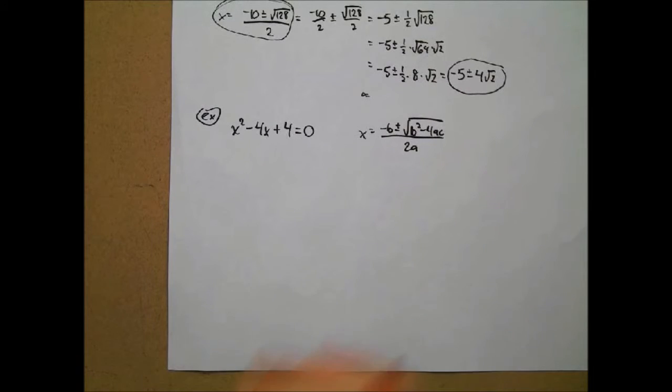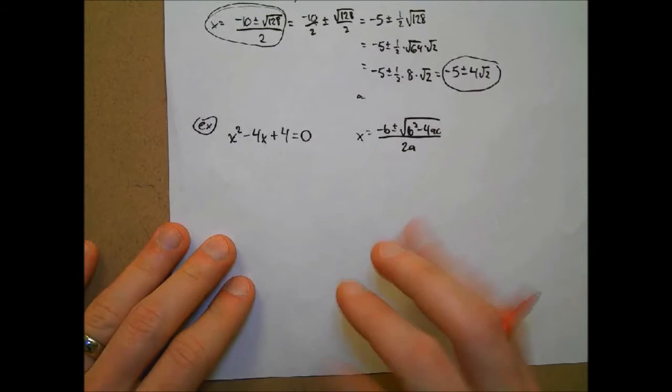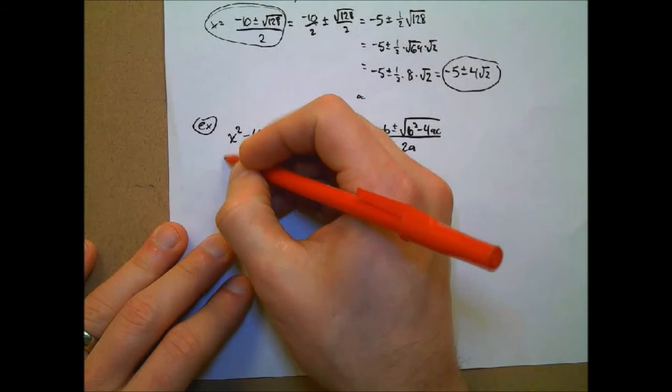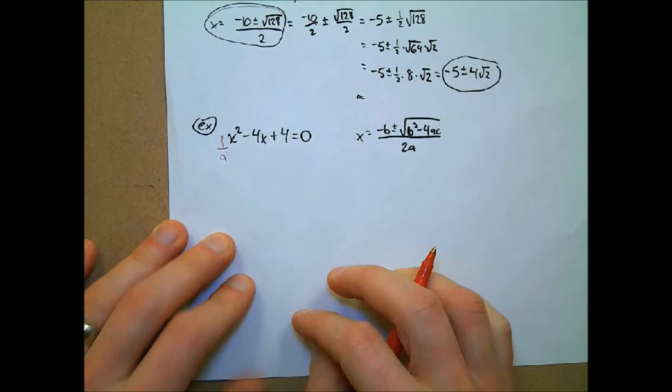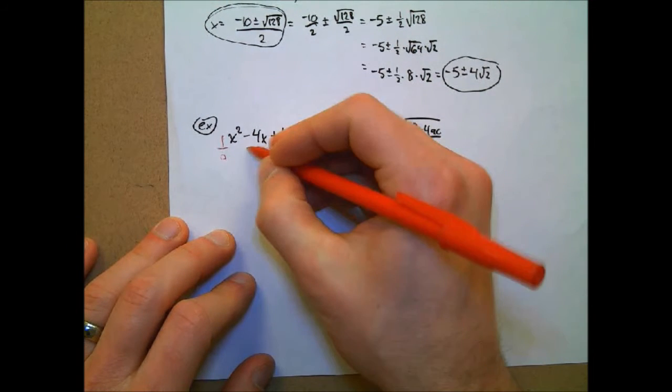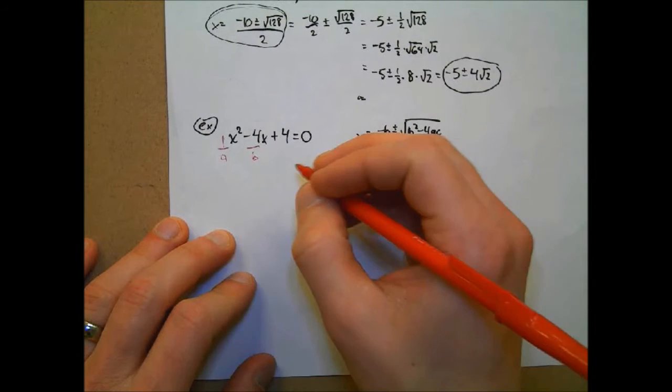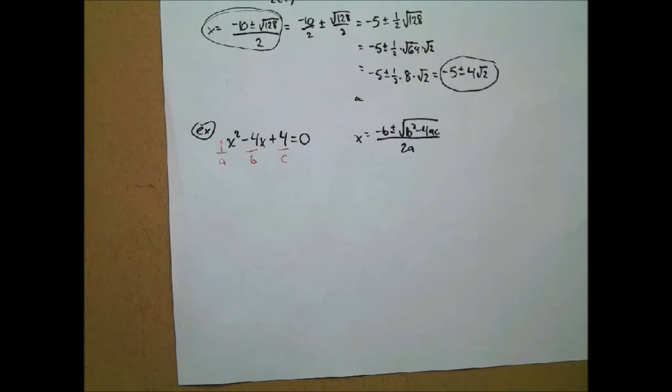What's our A here? One. I guess I did record this. You can always go back and look at it that way, but anyway. All right, what's B? Negative 4. Very good. Negative 4. What's C? 4. All right, plug them in.